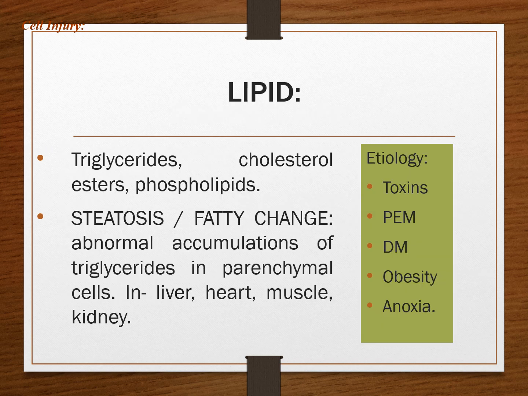Lipid accumulations. Triglycerides, cholesterol esters, and phospholipids can deposit or accumulate within the cell. Abnormal accumulation of triglycerides in parenchymal cells is steatosis or fatty change. It is seen in liver, heart, muscle, and kidneys. Etiology includes toxins, protein energy malnutrition, diabetes mellitus, obesity, and anoxia.